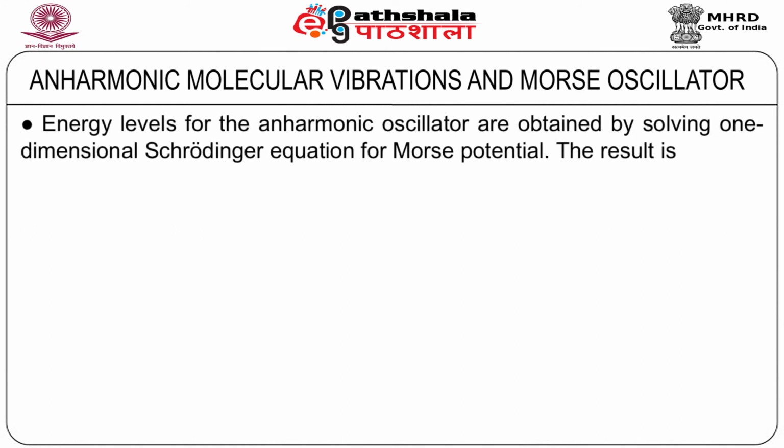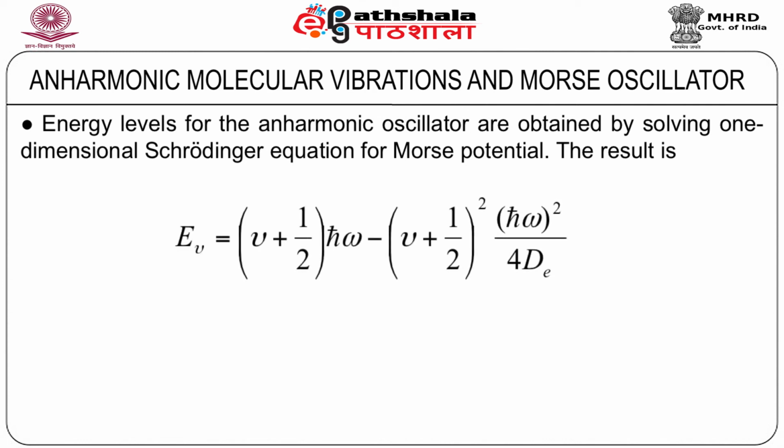Then the energy levels for the anharmonic oscillator are obtained by solving the one-dimensional Schrödinger equation for the Morse potential. The solution is complicated and rather approximate. It would require a few pages to come to this result, but here I'll just mention the result, which is important for you. The vibrational energy level is E_v. If it were just a simple harmonic oscillator, the result would be (v plus half) h-cross omega. But if you solve the Schrödinger equation for the Morse potential, you get an extra term, which is (v plus half) squared times h-cross omega squared upon 4 dE, where dE is the dissociation energy.